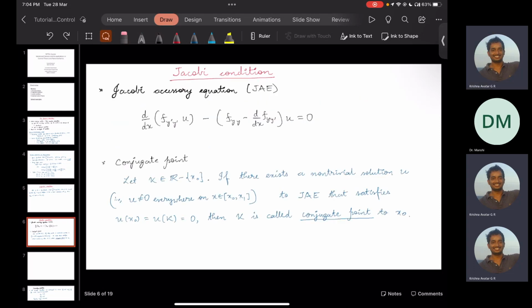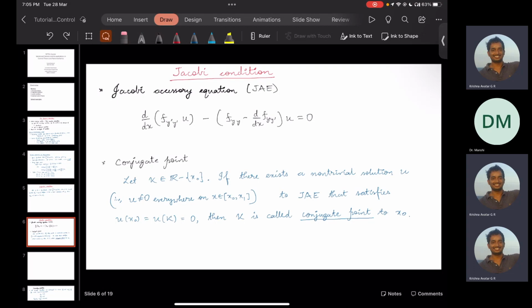Then we talked about the Jacobi condition, and mind you, the Jacobi condition very much depends on the existence of conjugate points, or the existence of a non-trivial conjugate point, to be more precise. To do this, we require solving the Jacobi accessory equation, which is a linear equation in the variable u. Once we obtain the variable u, we try to locate a conjugate point. At first we assume a conjugate point and we see whether that really is true or not.